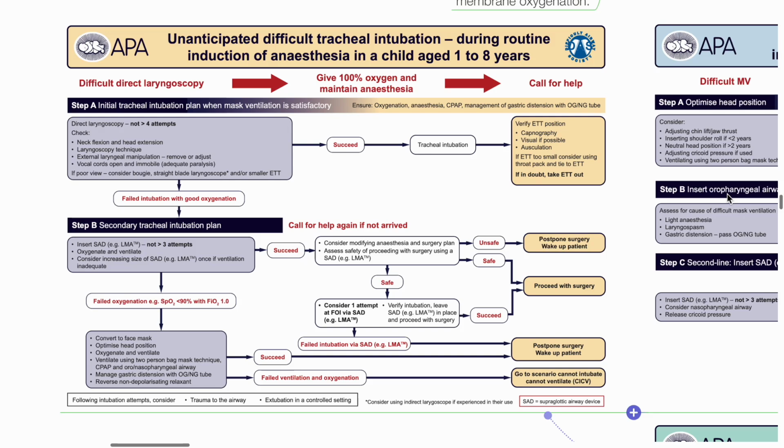Insertion of SAD, not more than 3 attempts. Oxygenate and ventilate. Consider increasing size of SAD once if ventilation is inadequate. If successful, consider modifying anesthesia and surgery plan. Assess safety of proceeding with surgery using a supraglottic airway device. If unsafe, postpone surgery and wake up the patient. If safe, proceed with surgery.